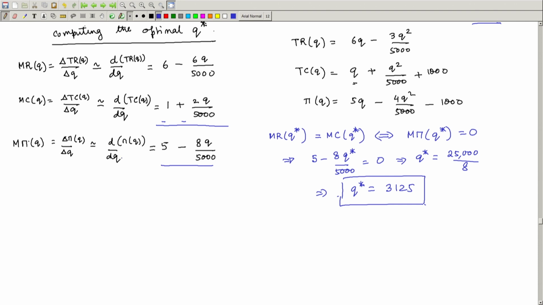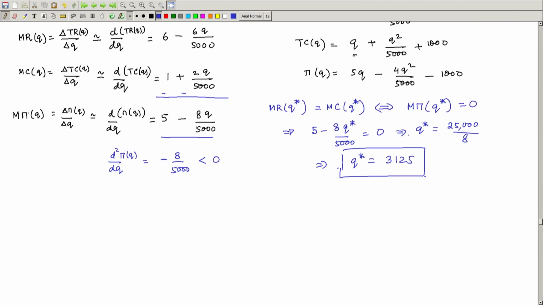that the second derivative of the profit with respect to q, if I were to check it, is going to give me minus 8 by 5000, because that is the derivative of this expression with respect to q, which is going to be less than 0. So, it is indeed the case that we are solving for a maximum. So, q star equal to 3125 is going to give us the optimal quantity to maximize the profit.